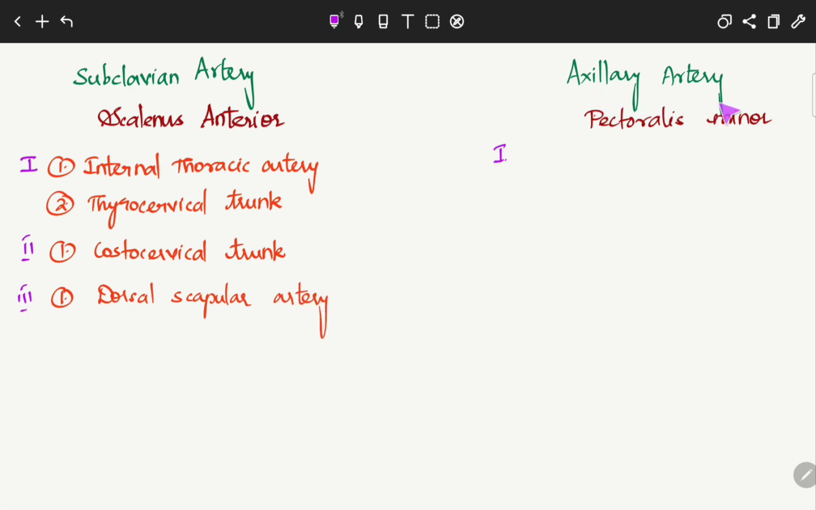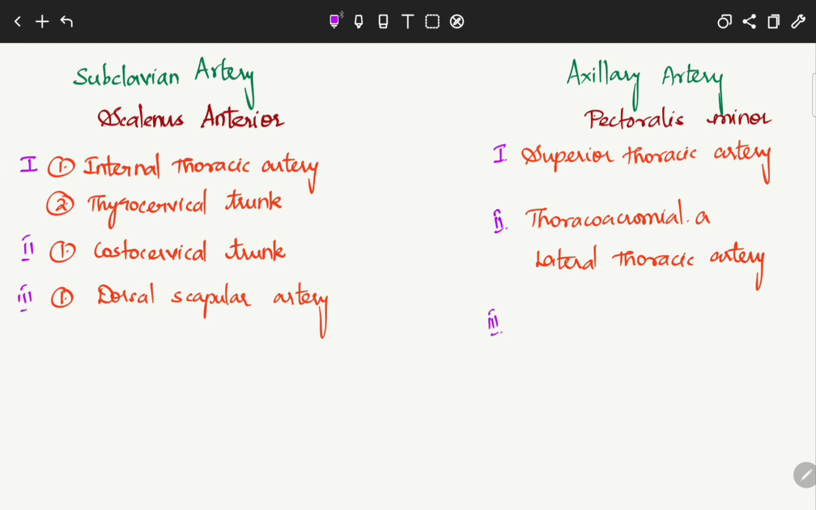Now coming to the axillary artery. From the first part arises one branch called the superior thoracic artery. And from the second part of the axillary artery arise two branches, namely the thoracoacromial artery and the lateral thoracic artery. And from the third part arise three branches, namely the subscapular artery, from which arise the circumflex scapular and thoracodorsal arteries, and then the posterior and anterior circumflex humeral arteries.